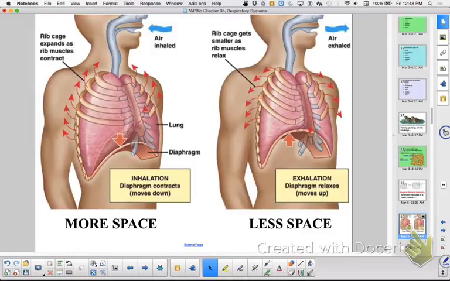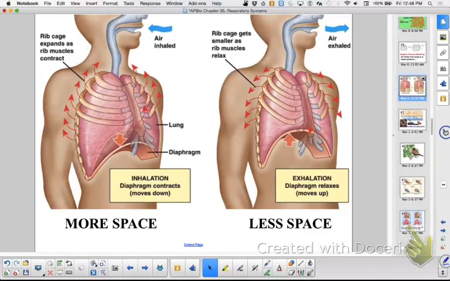Shh. Ribs up and out, thoracic cavity gets bigger, so air goes from a higher pressure to a lower pressure. When we exhale, that would be like positive pressure. When we exhale to get the air out, diaphragm relaxes, ribs come down, forcing that air out.